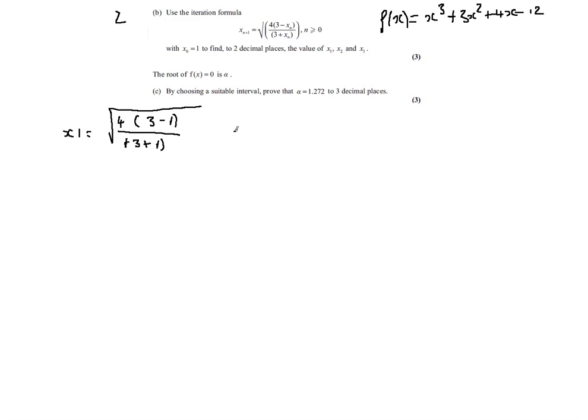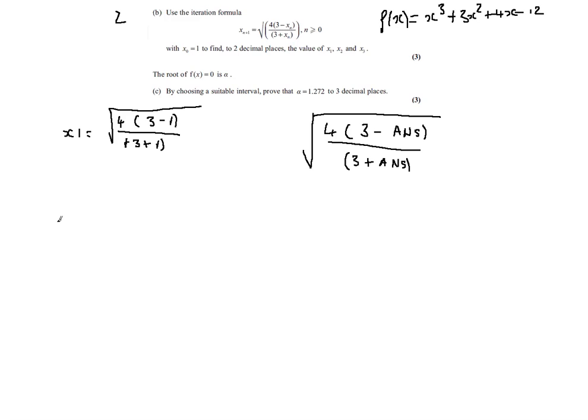Then what you can do is set up your equation to look like this in your calculator. You would have the root of 4 into 3 minus Ans over 3 plus Ans. And what that means is that every time you press the equals button, it will give you the next value of x.